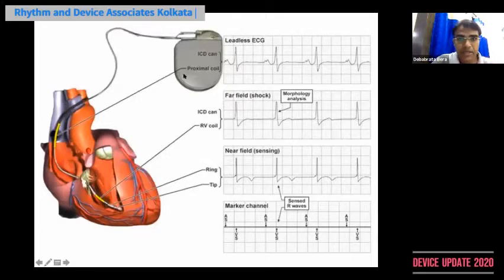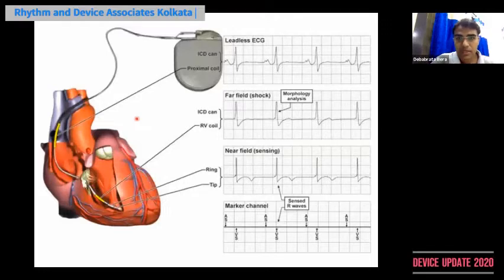So when you have an ICD, here is the CAN. And as you know, there are coils. Generally now we use single coil leads. So you have a coil here. What is called near field is the tip to ring electrogram. Why is it called near field? Because this is a very small bipole and it picks up a very sharp electrogram. It doesn't look like an ECG. It looks like a spike because it is a very small bipole inside the heart. It only picks up the local electrogram.